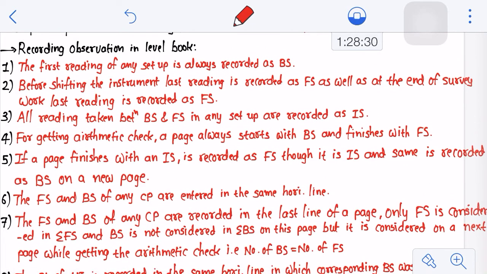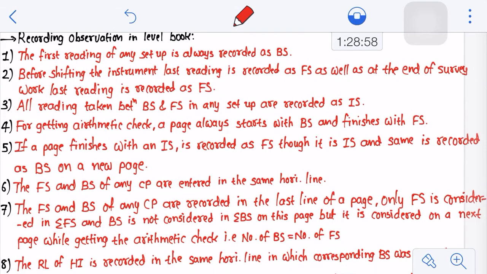The first one is that the first reading of any setup is always recorded as BS, as we have just discussed in the case of special terms. The second one is that before shifting the instrument, the last reading is recorded as FS, and at the end of the survey work, the last reading is recorded as FS. And third, all readings taken between BS and FS in any setup are recorded as IS. These are the things I have already discussed with you while discussing those special terms. However, if you want to understand these points properly, you can pause the video and read this.